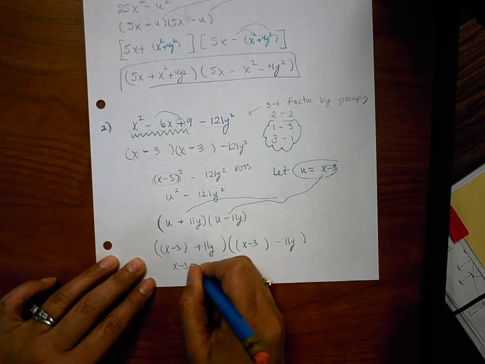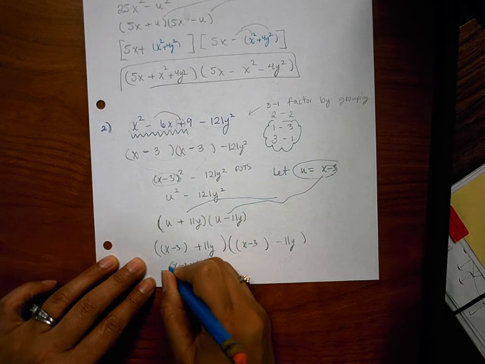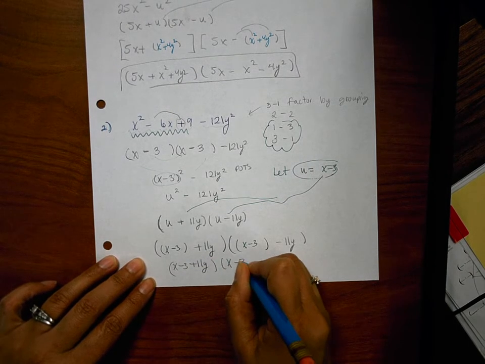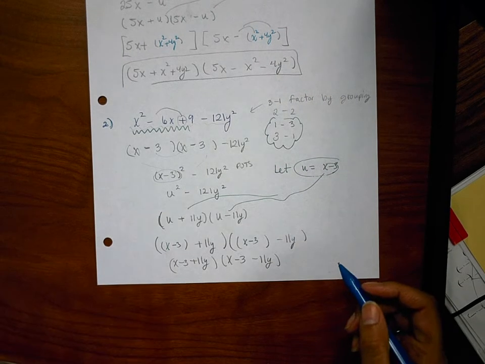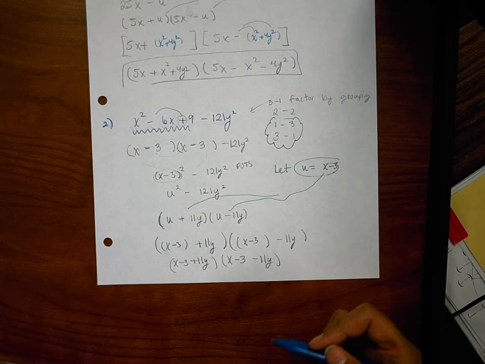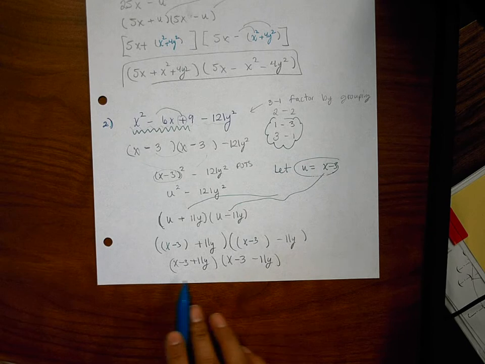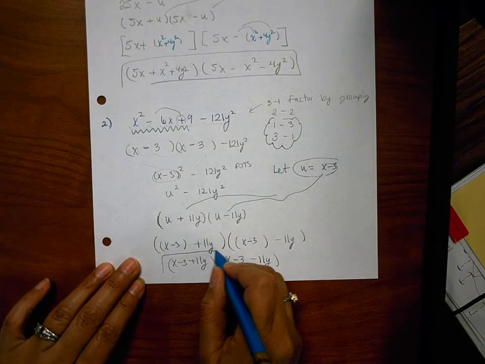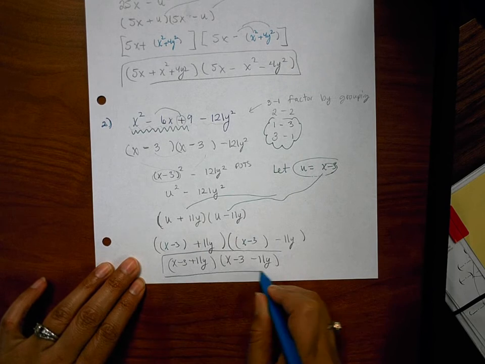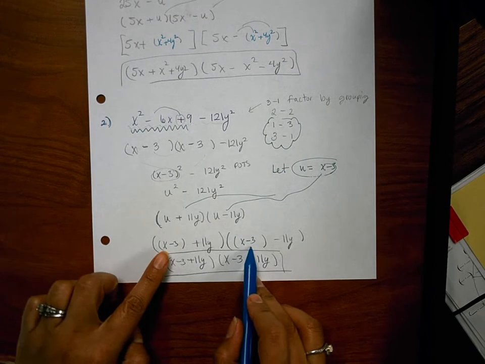Okay, distribute. There's nothing to distribute on either one of these, so it's just x minus 3 plus 11y and x minus 3 minus 11y. And then at this point, you'd combine like terms and factor if you can, but there's no like terms. There's nothing to factor. This here is your final answer.